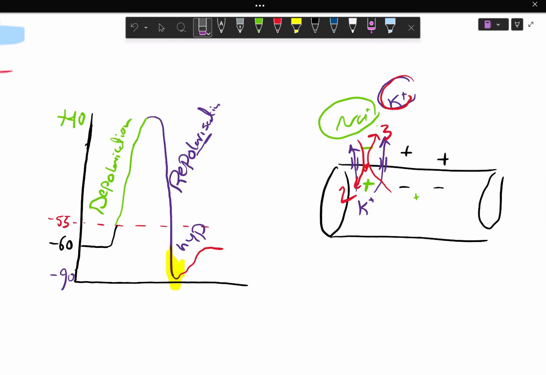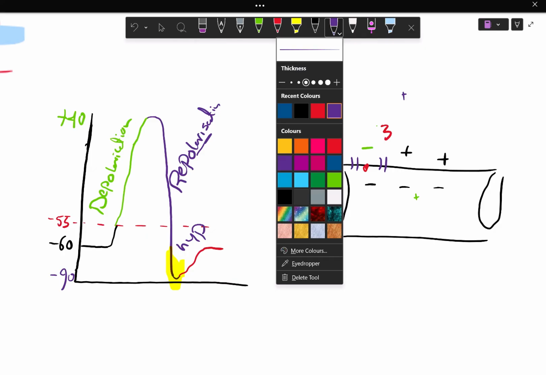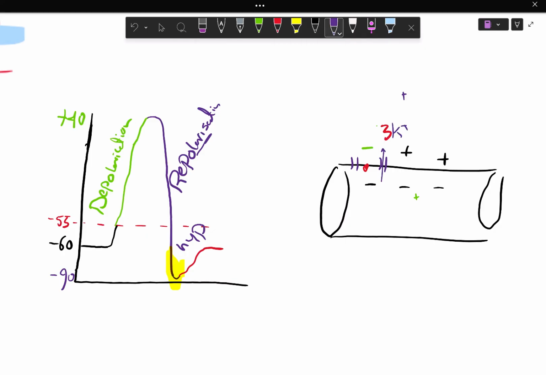And at the same time, to keep the inside more negative than the outside, the leaky potassium ion channels keep working. That will keep continuously having potassium moving outside. So because of this leak, the membrane stays negative from the inside at the resting.